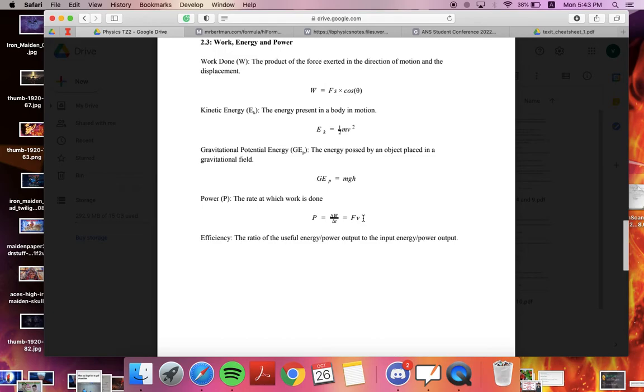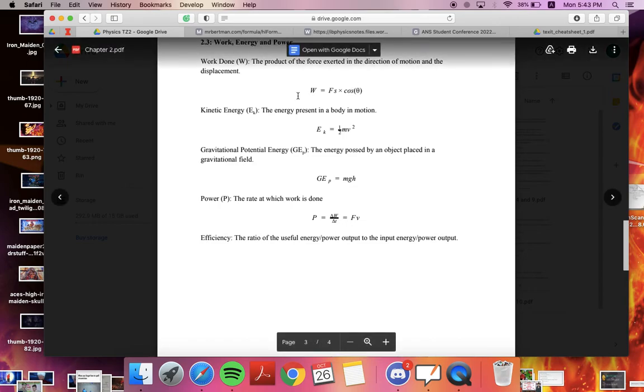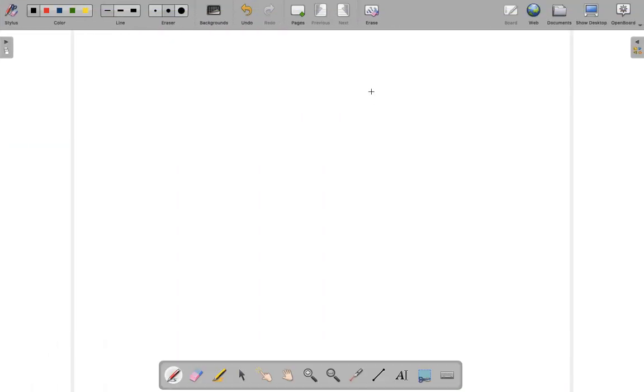Moving on to 2.3, which is work, energy, and power. So work done. What is work done? Work done is simply the force exerted in the direction of motion and the displacement that occurs. So the formula is Fs cosine of theta. Why is it cosine of theta?